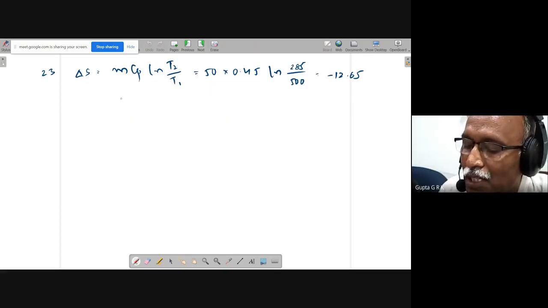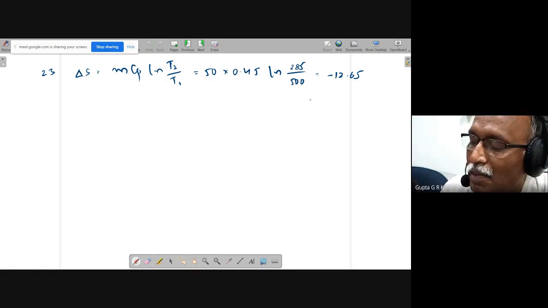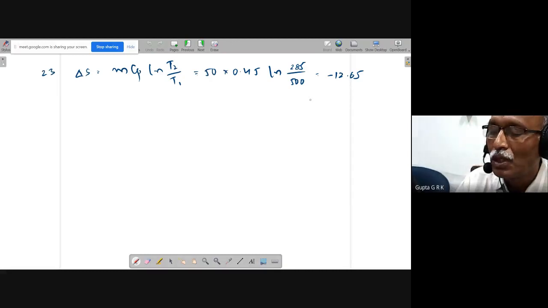So mass is 50 kg, Cp is given as 0.45, and log, both T1 and T2 are there, 285 by 500. So I'll get minus 12.65 because it is getting cooled. So we'll get the entropy change as negative.